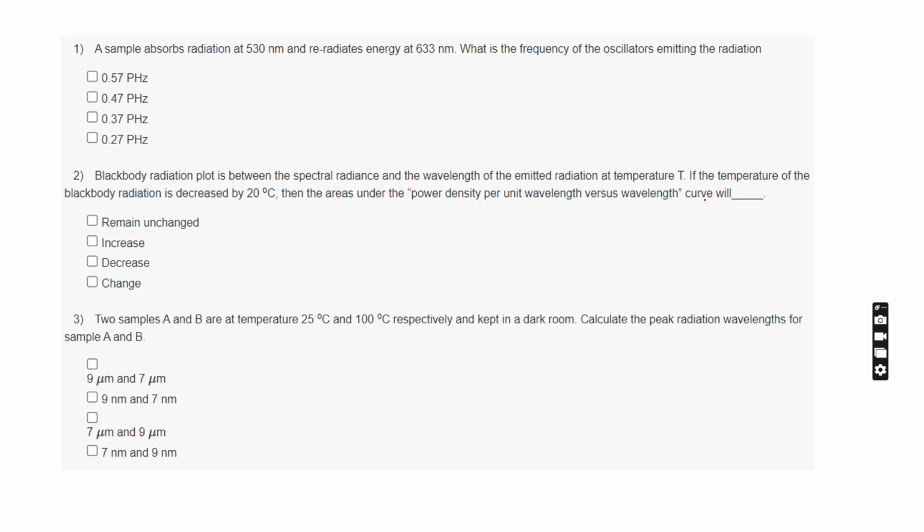Ma'am, I'm not getting the answer for that question. Actually, you have to use the formula because it's asking the emitted frequency, right? So you have to use the formula nu is equal to c by lambda. You already know the value of lambda, so convert 633 nanometer into meter, then solve, and you will get the answer.